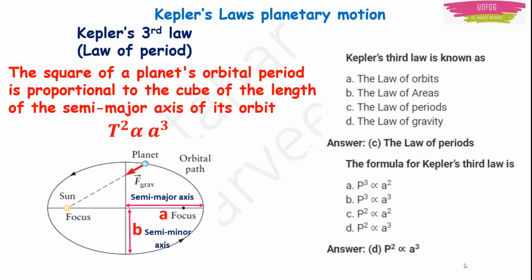Questions based on this could be like this. Kepler's third law is known as the law of periods, or the formula of Kepler's third law is, here they have given P for period, no problem. So P square is proportional to A cube.